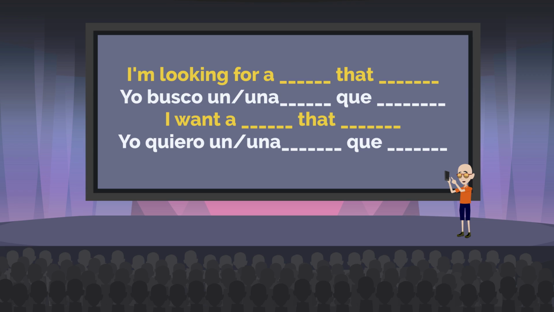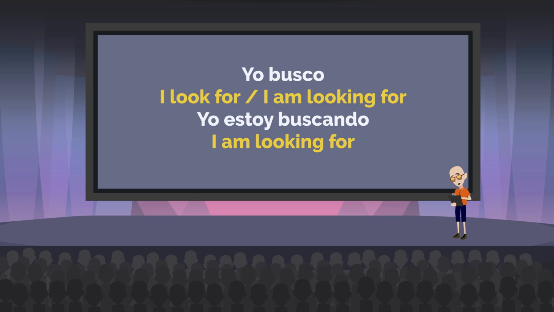It's going to depend on the gender of the item, right? If it's a masculine noun, it'll be un. If it's feminine, it'll be una. Que, that, and that's going to be followed by the subjunctive verb, etc. Or I want a that. Yo quiero un or una blank que blank. If you want to snap a picture of this with your phone or take a screenshot, it might help you later. Before I move on to the examples, I just want to touch briefly on this.